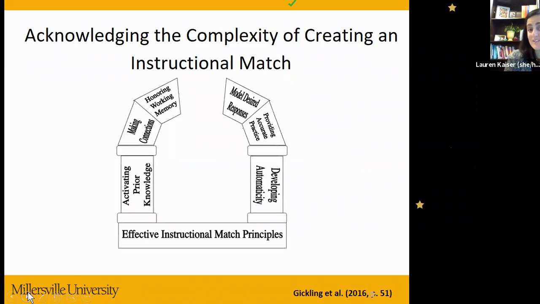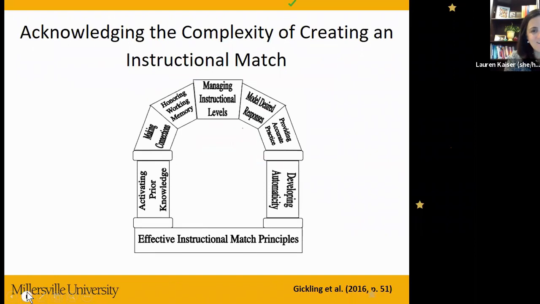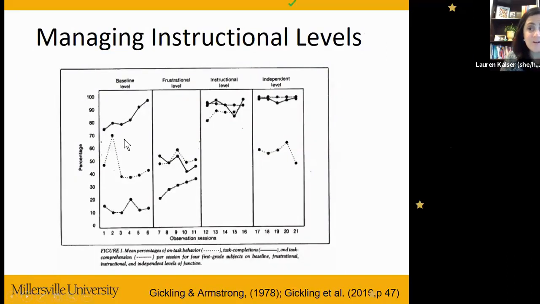And we're all in Pennsylvania, so we know what happens when you don't have a keystone, everything falls apart. So that instructional level becomes pivotal. One of my favorite pieces of research from 1978, which is now vintage, but it has been replicated in 2007 by Burns and others, or Treptow and others, is they went into classrooms in first grade and Gickling did observations of student comprehension of their work, their accuracy, on-task behavior, and completion.